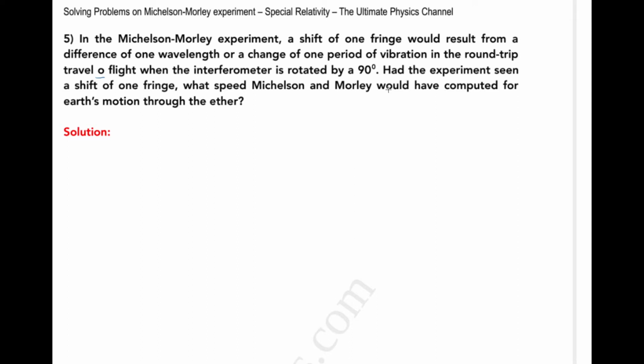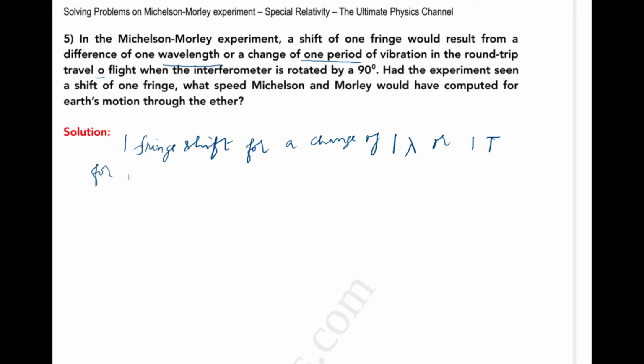Now, if Michelson and Morley had obtained a shift of one fringe, how much would the speed of Earth's motion through ether be? That is the hypothetical question being asked here. So we can start from what is given in the question, that is one fringe shift for a change of either 1 lambda, let me call the wavelength lambda, or 1 time period T, the period of vibration, for rotation by 90 degrees. That is what it means, right?